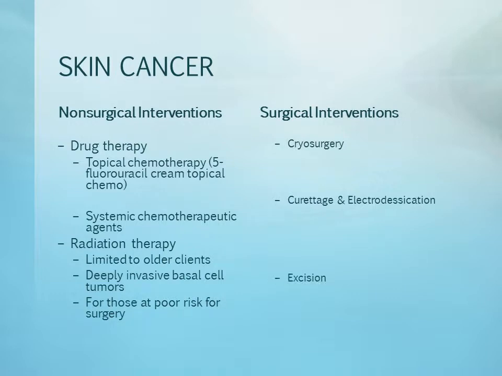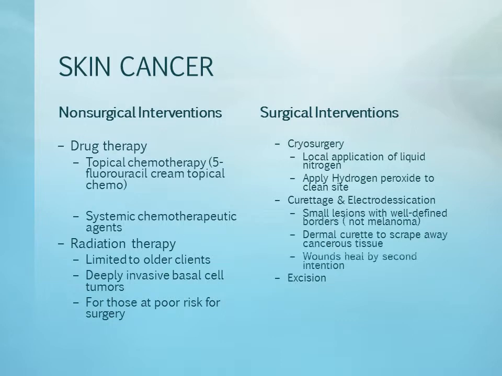Cryosurgery includes local application of liquid nitrogen. They will apply hydrogen peroxide to clean the site. Post-cryosurgery, the lesion may become a blister and they will clean it with water. With the curettage and electrodesiccation, local anesthesia is given. This is provided for small lesions with well-defined borders, not melanoma. The dermal curette is used to scrape away the cancerous tissue, and then wounds heal by second intention. Excision is used for the large and poorly defined borders, and then skin grafts are used if tissue destruction is deep.